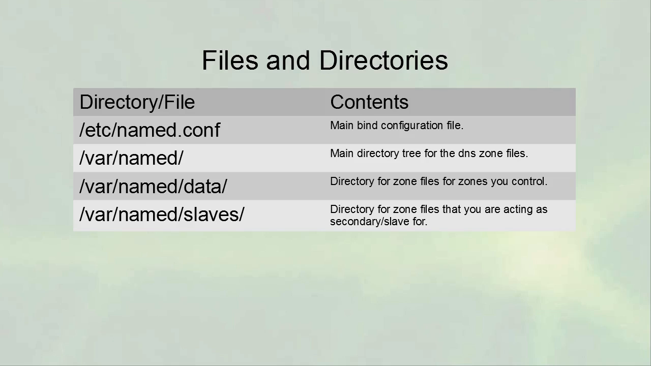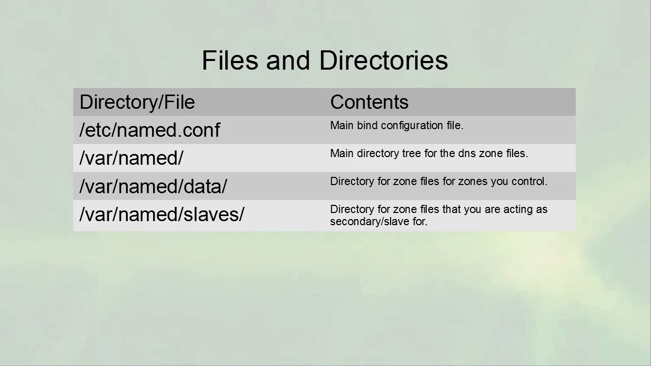So where is the data stored? Well, the data is normally stored in the /var/named directory. So you have /var/named/data, which would be all of the zones that you control. And then you have /var/named/slaves for all of the zones that are acting as secondary or slave zones. And those would be zones you get from somebody else.